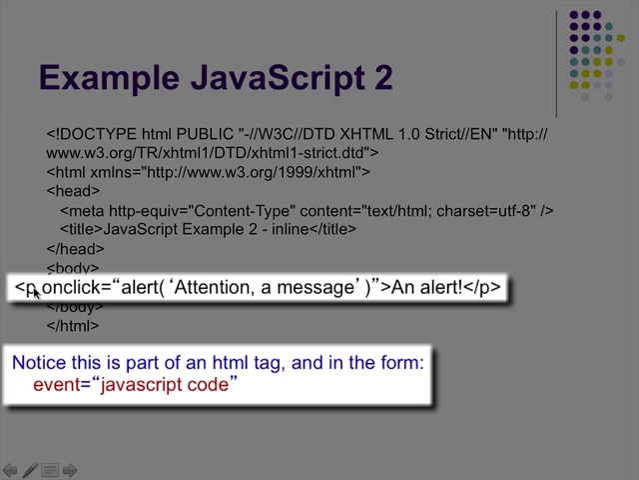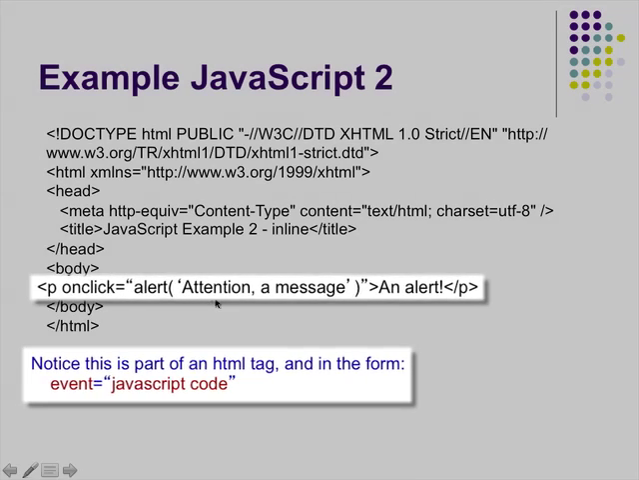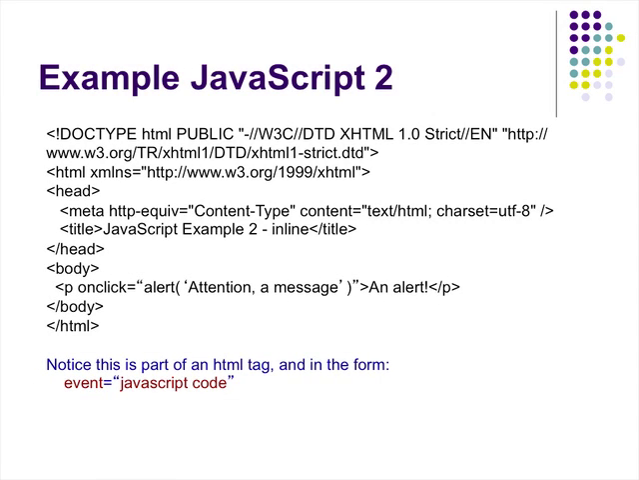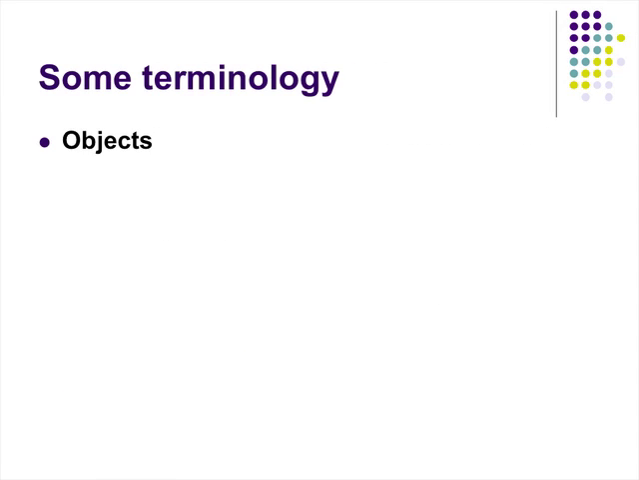But this basically means that when you click on this paragraph, on the event of clicking, it will do this code. It will alert saying attention, a message. So at any point on that paragraph that you click, it will throw up an alert message. So let's turn our attention back to some of the terminology that we've already used.